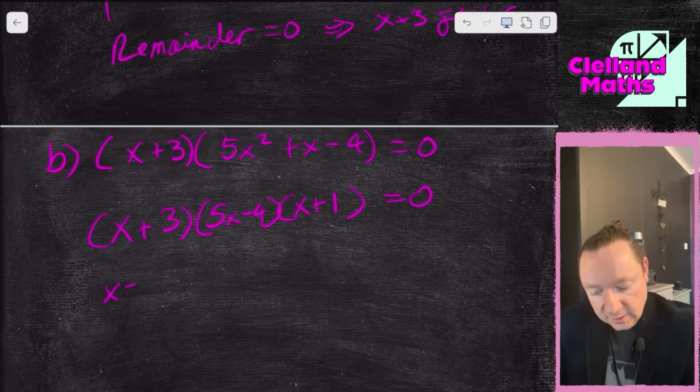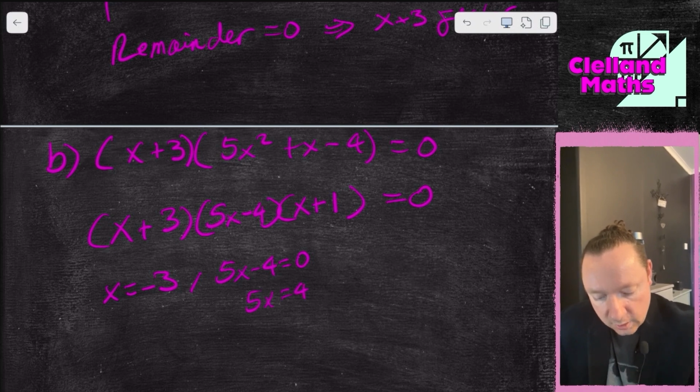So that means that x is equal to minus 3. 5x minus 4 is 0. 5x is 4. So x is 4/5. And finally, the other one, x equals minus 1. And we're done there.